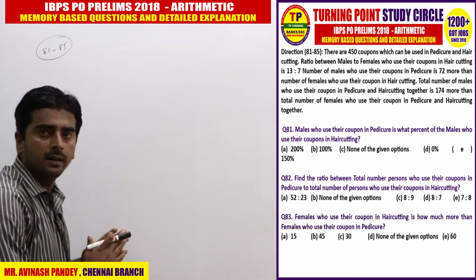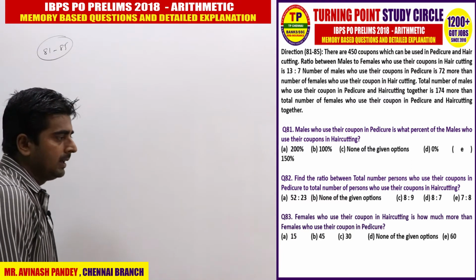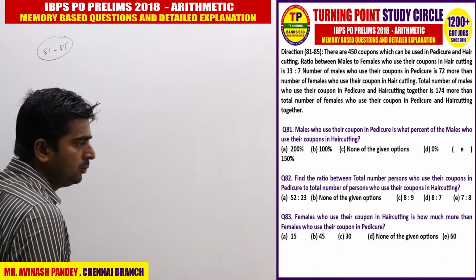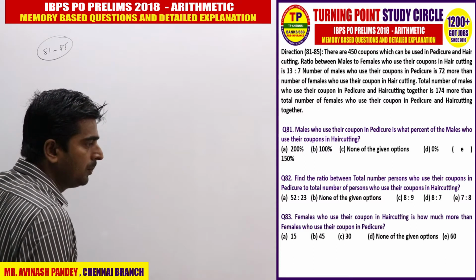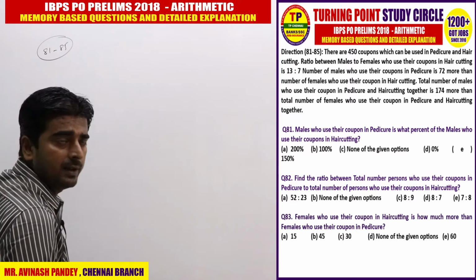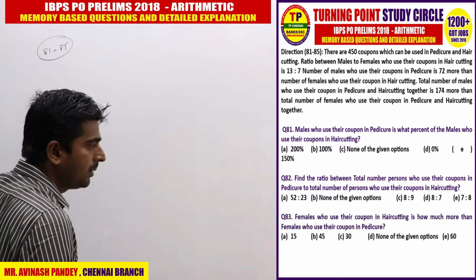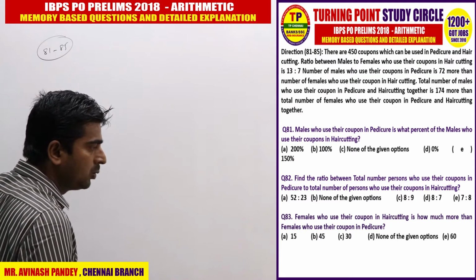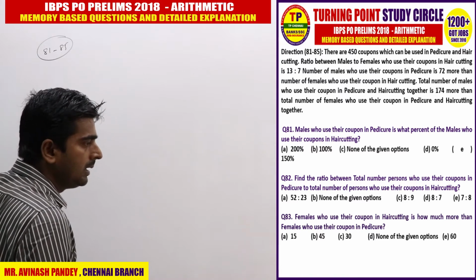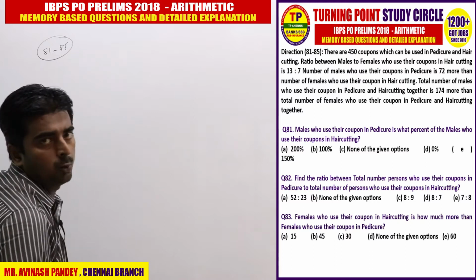Now we will see CAT-style DI, what they have asked in the examination, right? Here they are telling that there are 450 coupons which can be used in pedicure and hair cutting. The ratio between males to females who use their coupon in hair cutting is 13:7. The number of males who use their coupon in pedicure is 72 more than the number of females who use their coupon in hair cutting. The total number of males who use their coupon in pedicure and hair cutting together is 174 more than the total number of females who use their coupon in pedicure and hair cutting together, right?